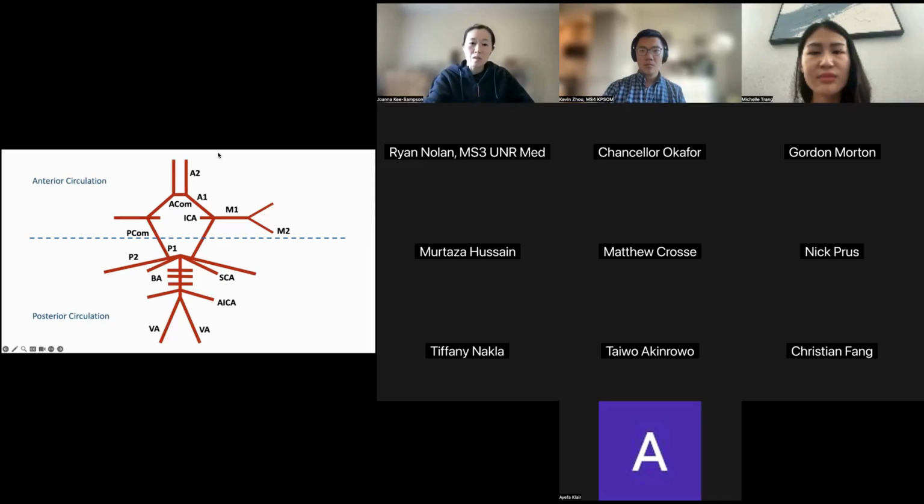And of course, this circulation is a circle, right? So we call this the circle of Willis, because when you have a vessel that's occluded, the anterior circulation can compensate for the posterior circulation to a degree, right? And the posterior circulation can compensate for the anterior circulation to a certain degree.